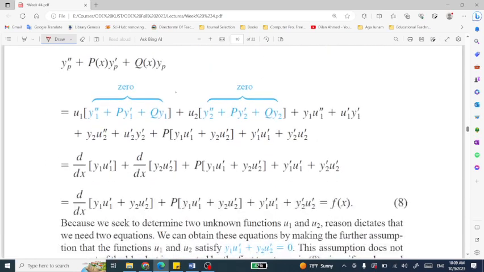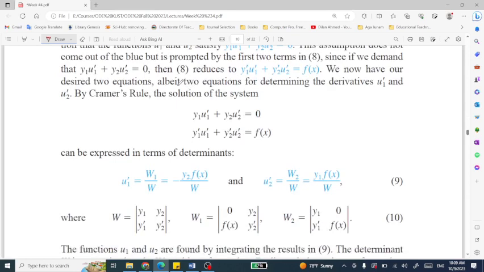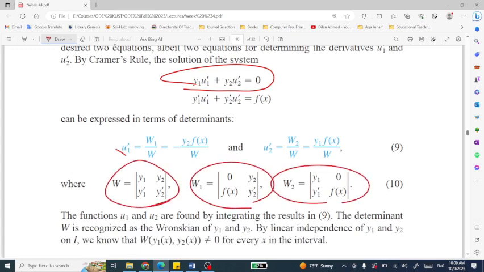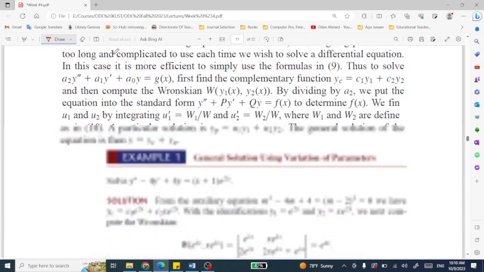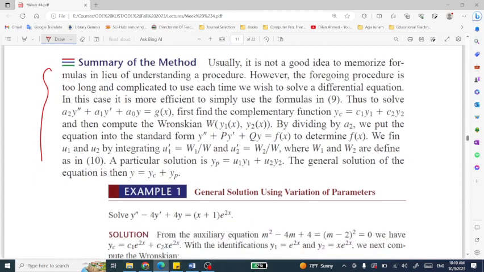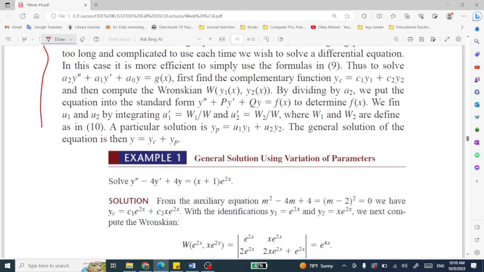After the standard form, we try to find the complementary solution. Then we use the determinants W, W1, W2, to get u1 prime and u2 prime, and then integrate them. You will get many things here. All these steps are summarized here. I am going to show you all of this in an example, applying our regular methods to the example.